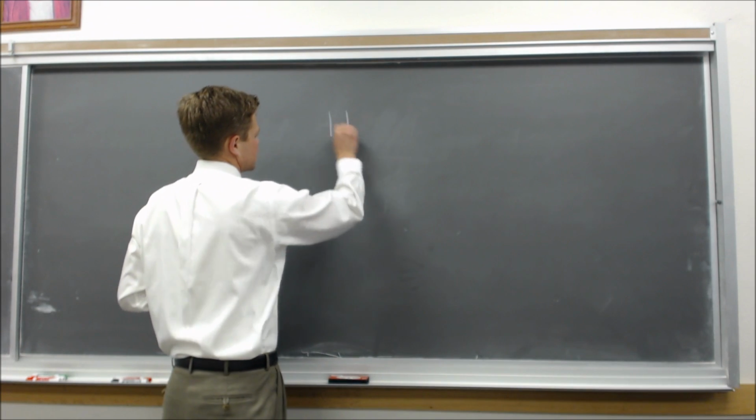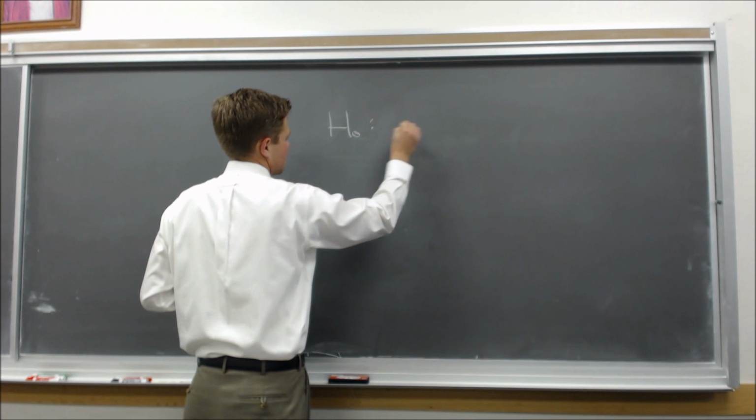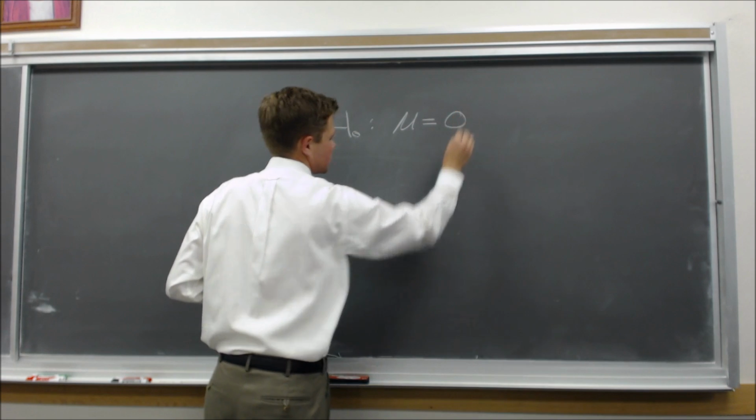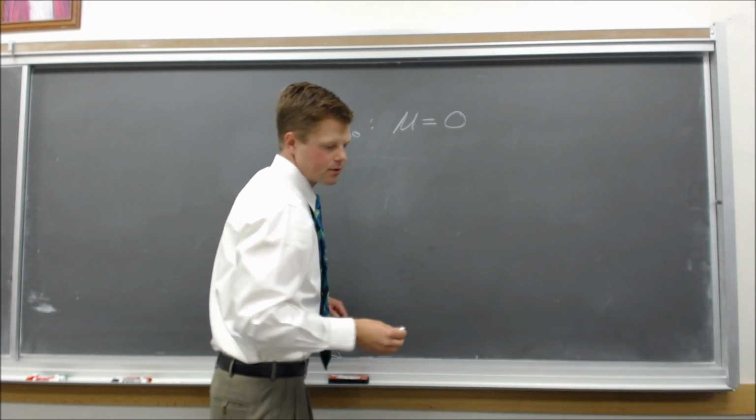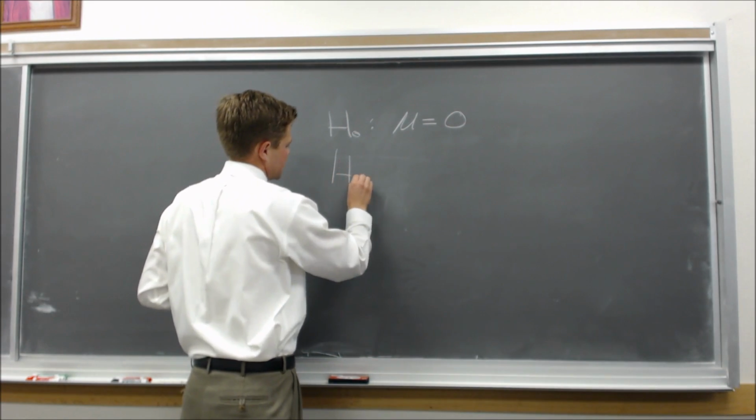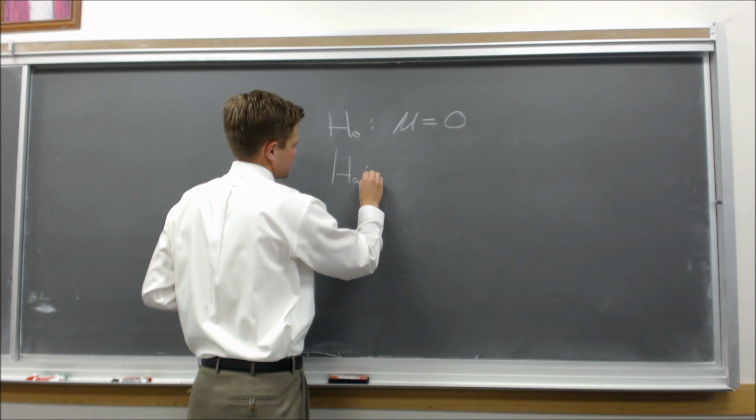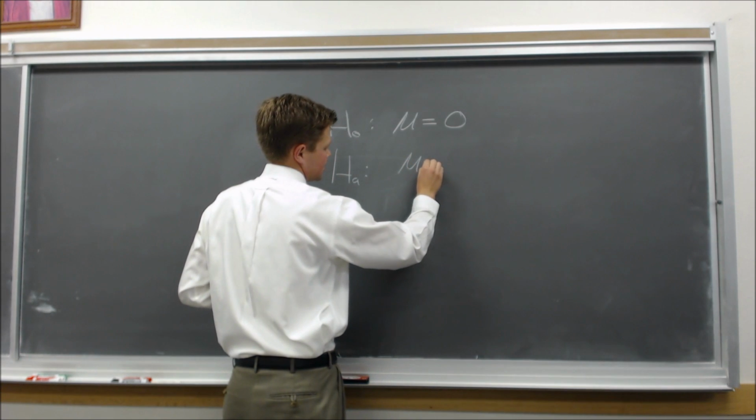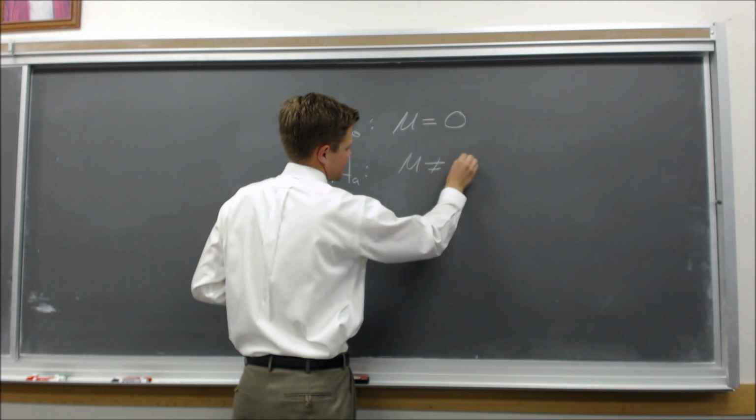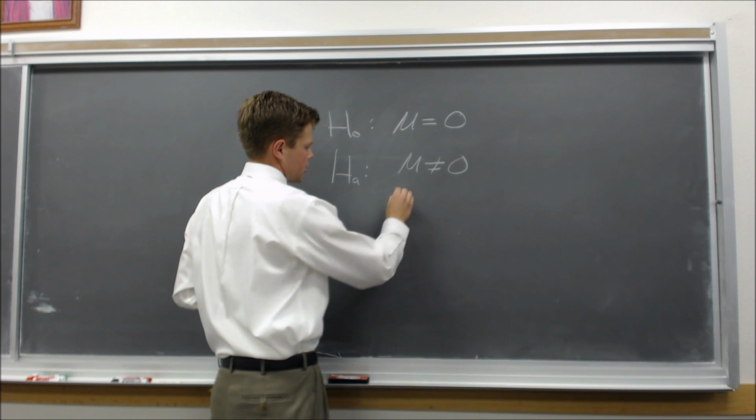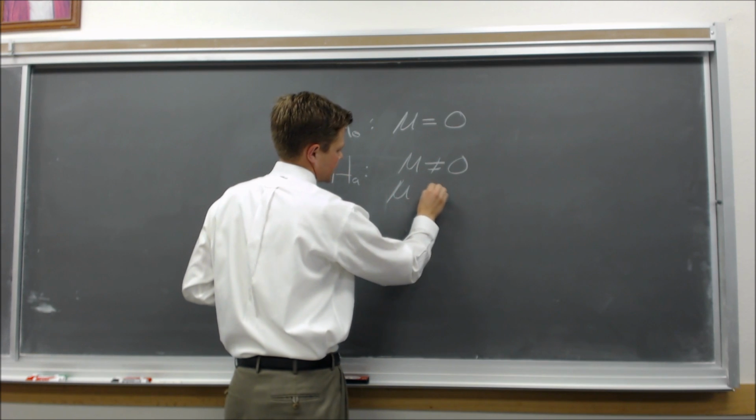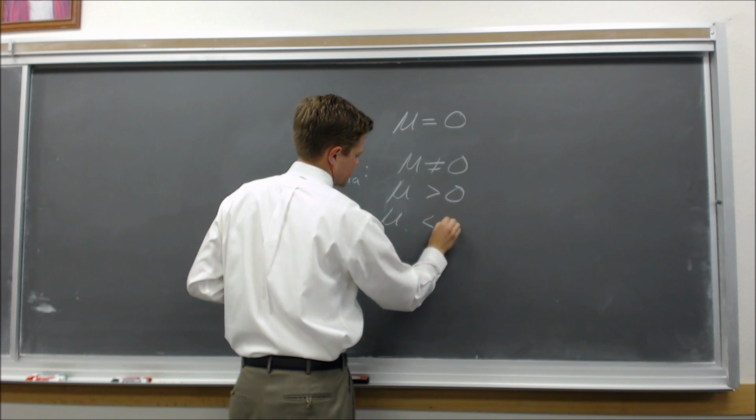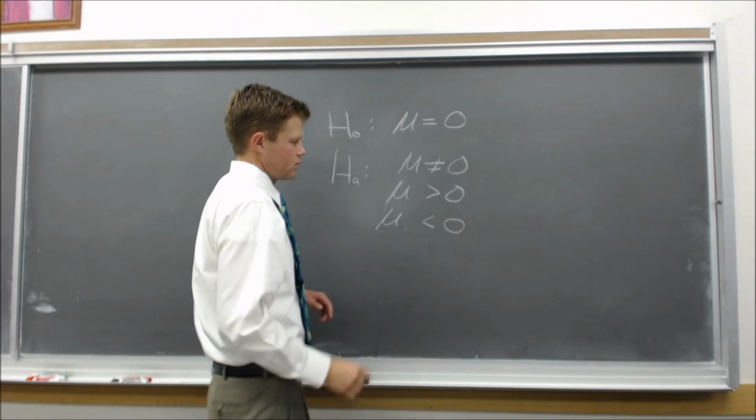So our null hypothesis, we write as mu equals 0, is how they have it. And for their alternative hypothesis, we have a couple of options. The first one is that mu simply does not equal 0. Another option might be mu is greater than 0, and possibly even mu is less than 0.